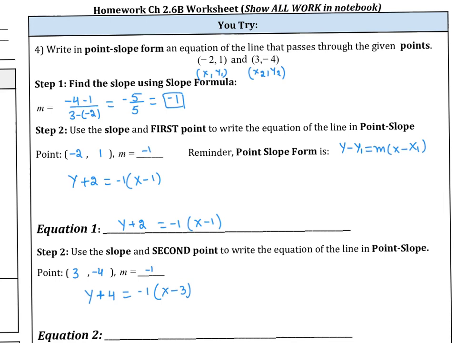Going to redo number 4. What I originally did was wrong because this one should be my x1, y1, so this part is wrong. It should be y minus 1 equals negative 1 times x plus 2. So this part is wrong. It should be y minus 1 equals negative 1 times x plus 2. So I'm going to erase this. This one is wrong.